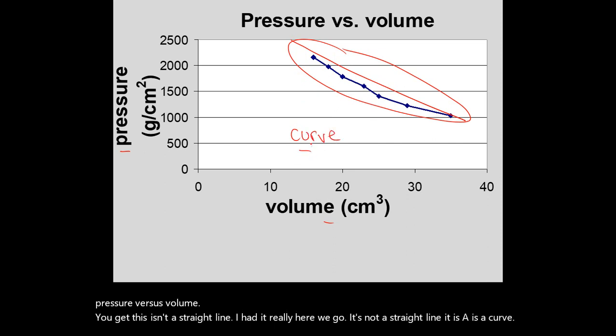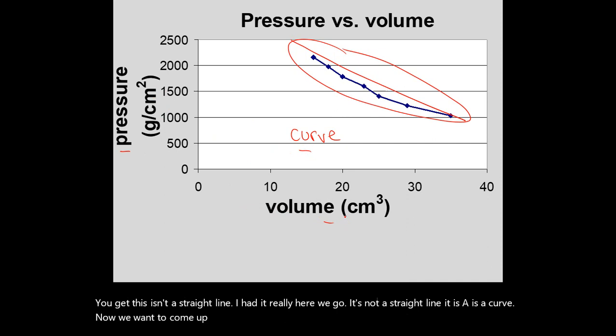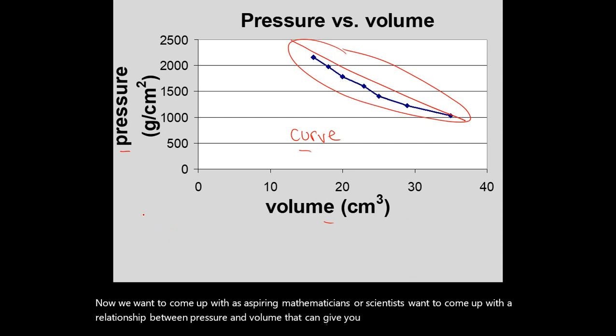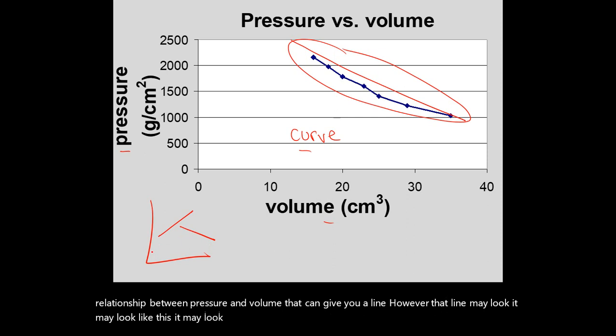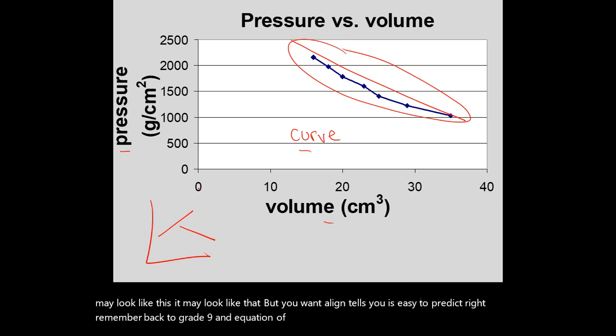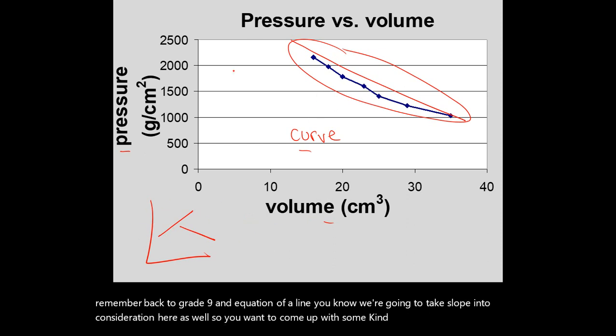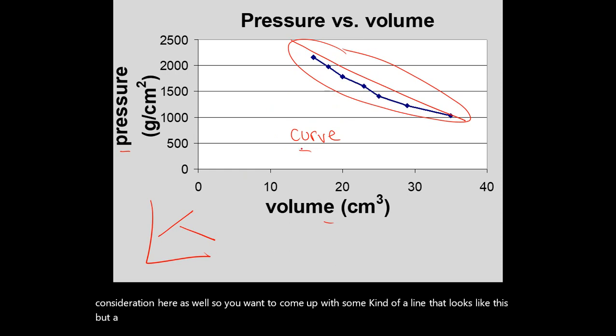Now, as aspiring mathematicians or scientists, you want to come up with a relationship between pressure and volume that can give you a line. However that line may look, it may look like this, it may look like that, but you want a line. A line is easy to predict, right? Remember back to grade 9, an equation of a line. We're going to take slope into consideration here as well. So you want to come up with some kind of a line that looks like this, but a curve doesn't let you do that so easily.